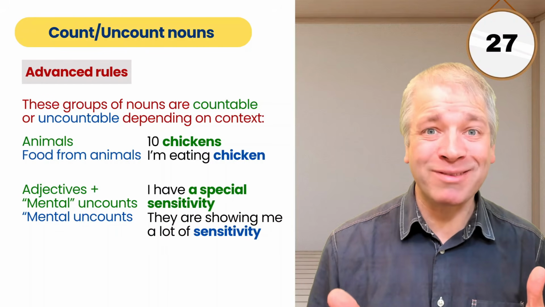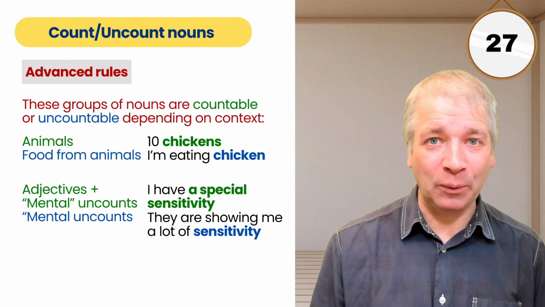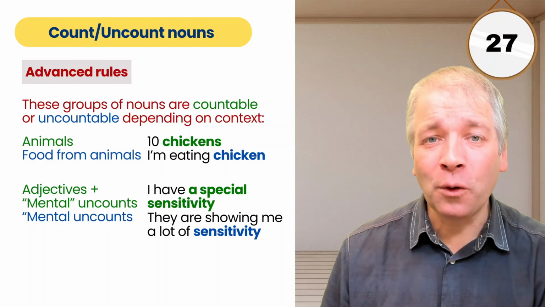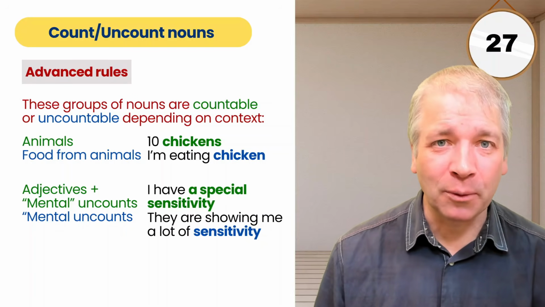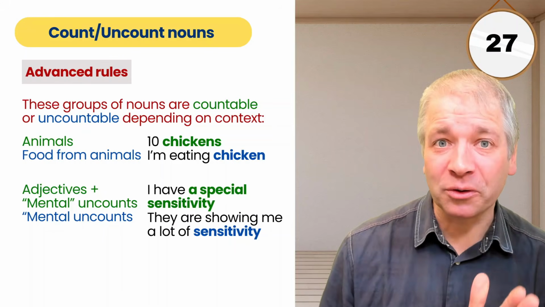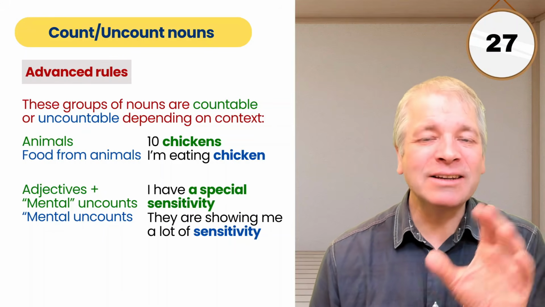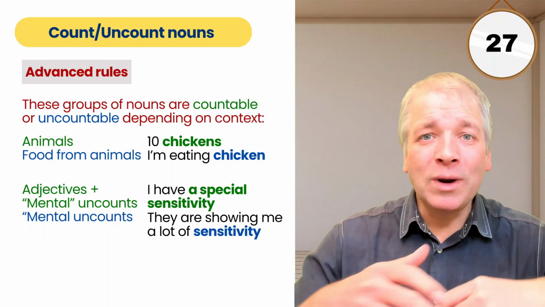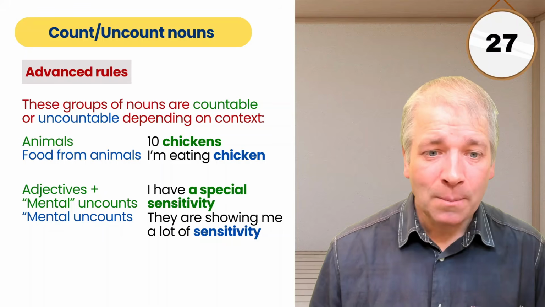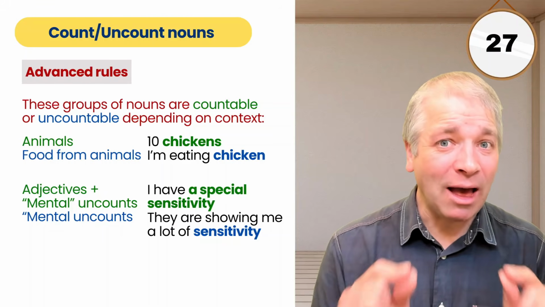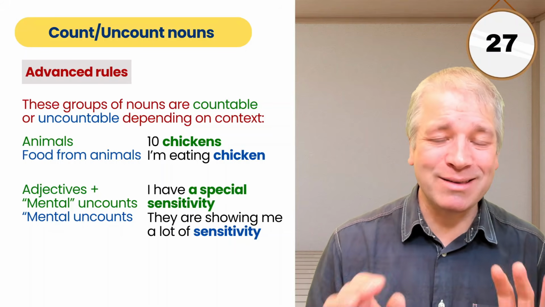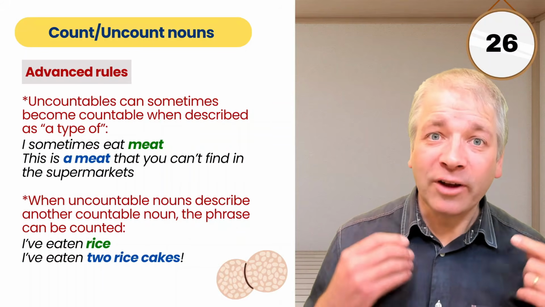Now, mental concepts are usually uncountable, like sensitivity. But if you add an adjective before it, then it becomes countable in many situations. So I have a special sensitivity. By adding special, we turn it into something you can count. A special sensitivity. But if we don't do that, then generally it stays uncountable. They are showing me a lot of sensitivity. Here, sensitivity is uncountable.